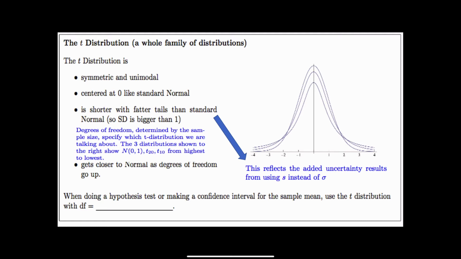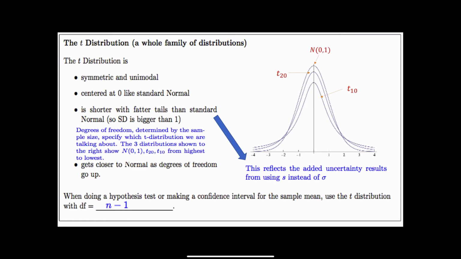So in the picture to the side, one of those graphs is the normal, and the other two are t-distributions. The high one there is the normal, the standard normal. T20 is t with a degree of freedom of 20, which we'll show how we get that in just a minute. That's the next graph there. And then if we have T10, that's the lowest one. So the lower the sample size, the lower the degree of freedom. And you can see the lower the degree of freedom, the shorter and fatter the distribution is.